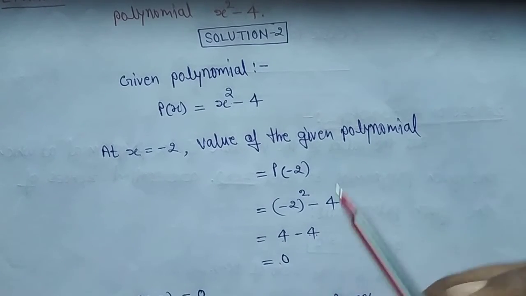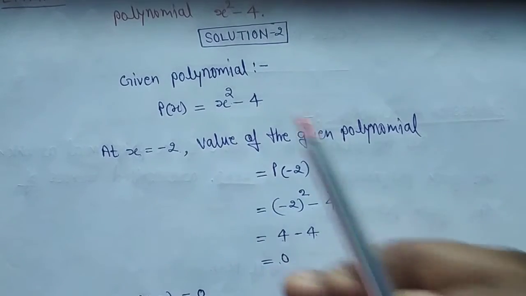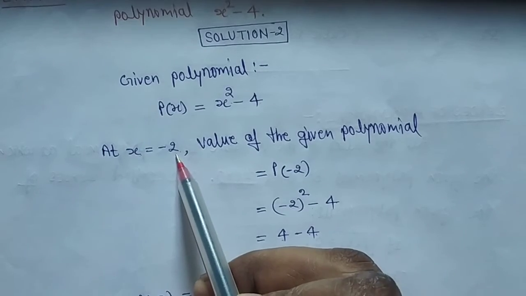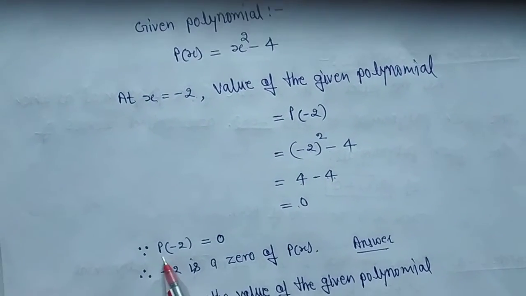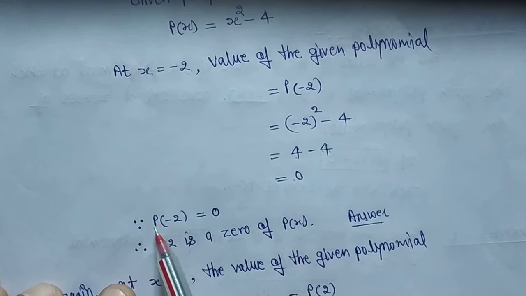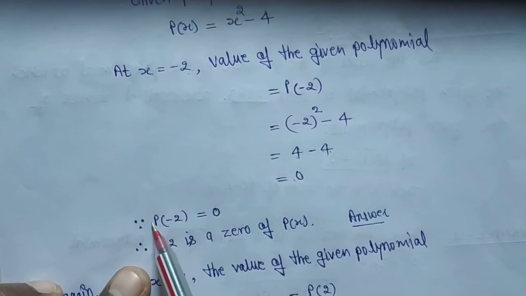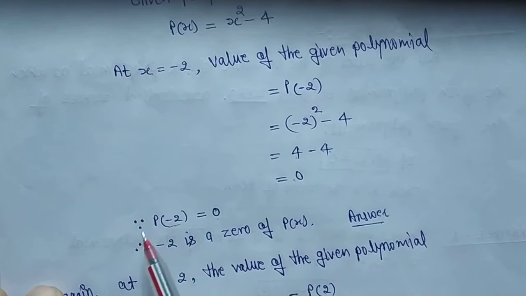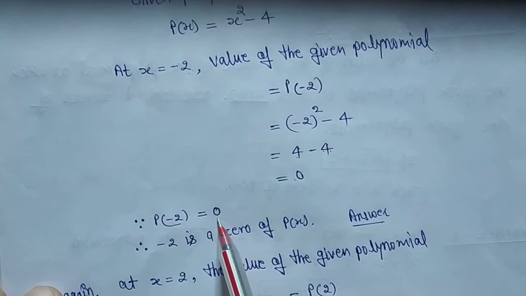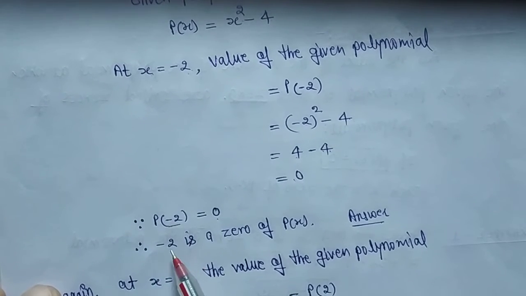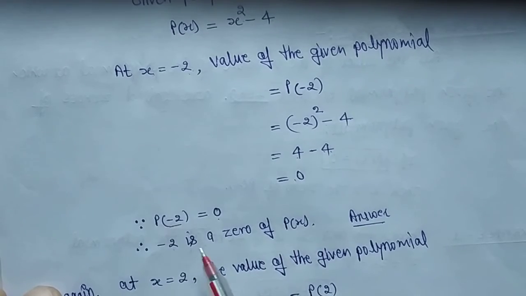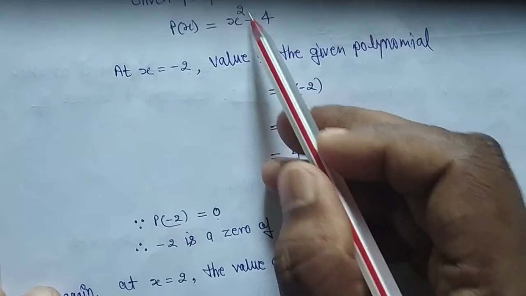Here we see that the value of given polynomial is 0 at x is equal to minus 2. So we can write this, the value of polynomial at minus 2 is 0. Therefore, minus 2 is a 0 of p(x), or minus 2 is a 0 of x square minus 4.